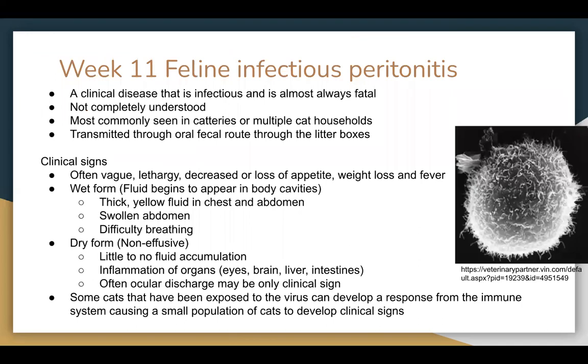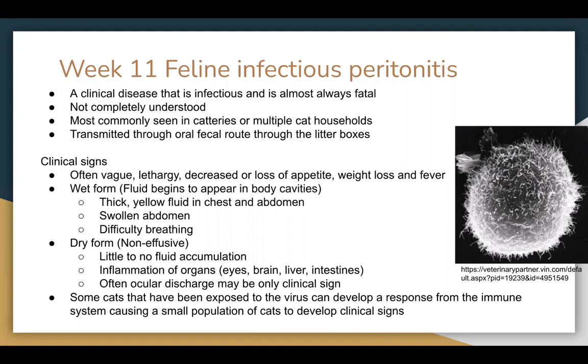So this virus causes feline infectious peritonitis, which is a clinical disease and is infectious and almost always fatal. It's not completely understood. Most commonly seen in catteries or multiple cat households. It is transmitted through the oral-fecal route and also in litter boxes. The clinical signs are often vague. They can be lethargic, decreased appetite or not eating at all. They have weight loss and fever.